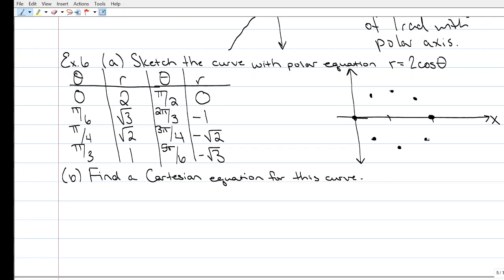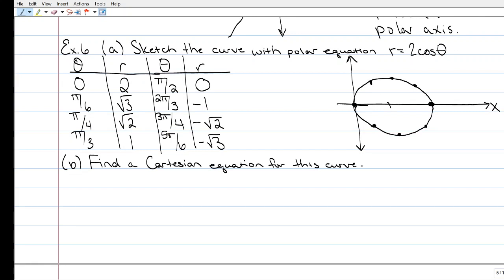If I plugged in pi, I would get back to a radius of -2, which the point -2 comma pi is the same thing as the point 2, 0, so I'm back to where I began. So if I connect these, I'll notice what I end up with is a circle of radius 1 shifted from the origin to be centered at the point 1, 0.